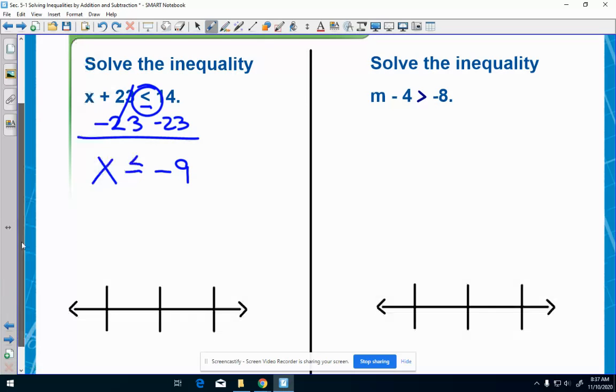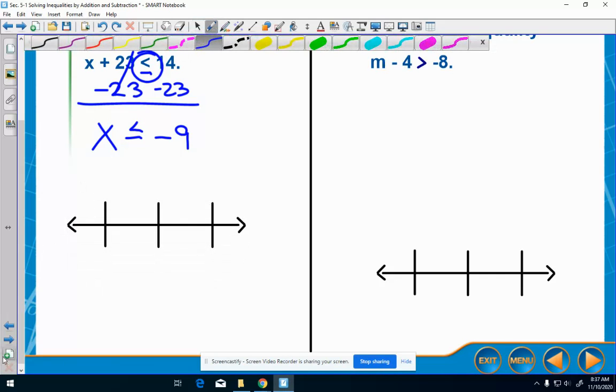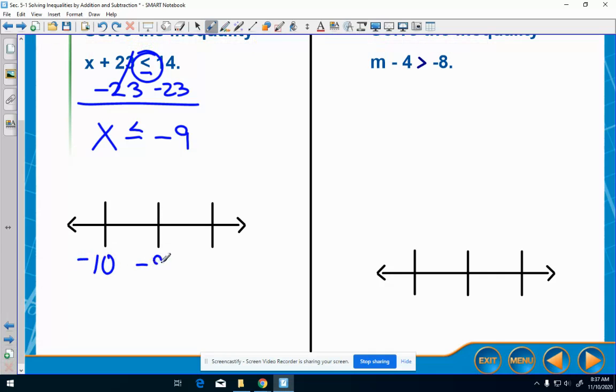Okay. So down here, what three numbers? We haven't seen one with a negative in it yet, so be careful about how you write your numbers on a number line for the negatives. What do you have? Okay. -10, -9, -8. Very good. And now you have an open circle or a closed circle, and it points to the left or to the right? Closed and to the left.